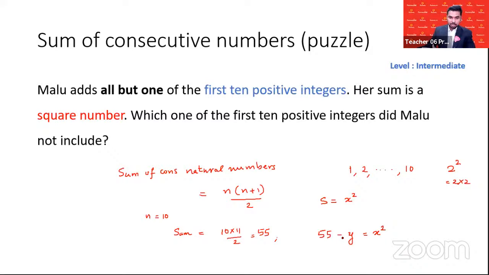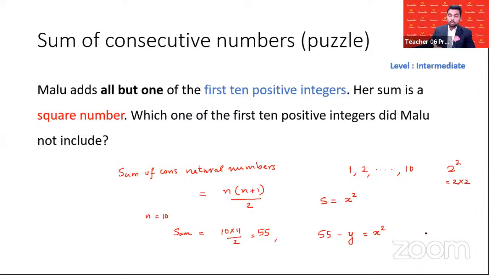Anyone with a guess? The largest value in between 1 and 10 is going to be 10. So 55 minus y is definitely 45 or greater than 45. Now, what is the number whose square is between 45 and 55?